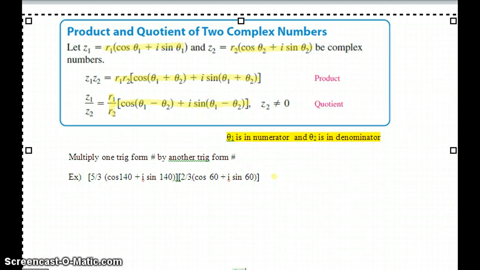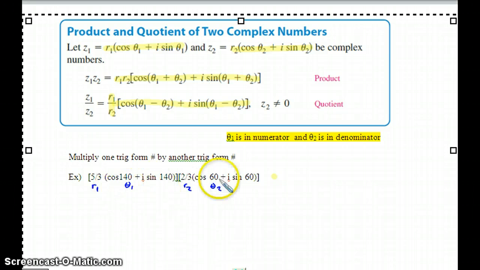So let's take a look at an example. I'm given a trigonometric form of a number here and a trigonometric form of the number here, and I'm asked to multiply these two trigonometric forms by each other. So I'm going to use this multiplication one where I have to know what r1 is. r1 is 5/3. r2 would be 2/3. Theta 1, you'll notice in the first form, would be 140 degrees, and theta 2 in the second form would be 60 degrees.